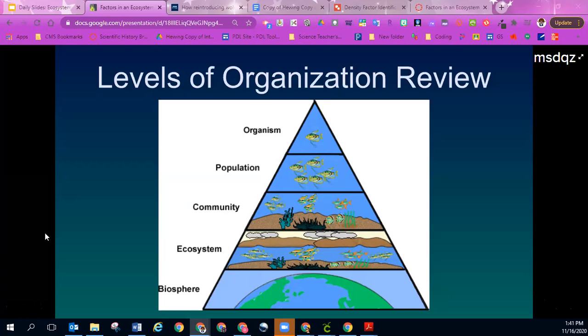They are only the biotic factors. And then you have an ecosystem, which is the abiotic factors as well as the biotic factors in the area. And the biosphere is the area where all living things are going to reside.